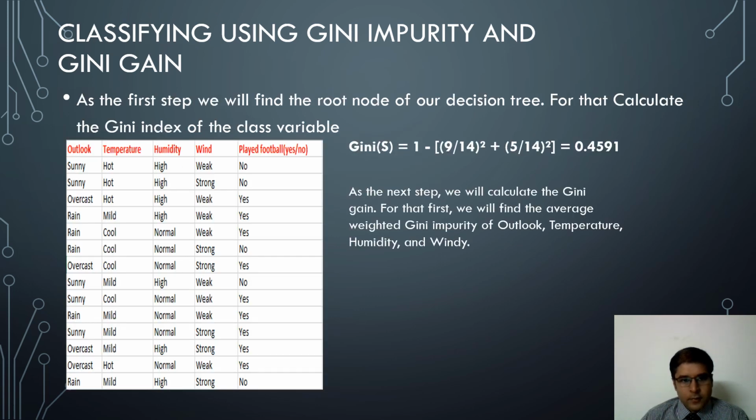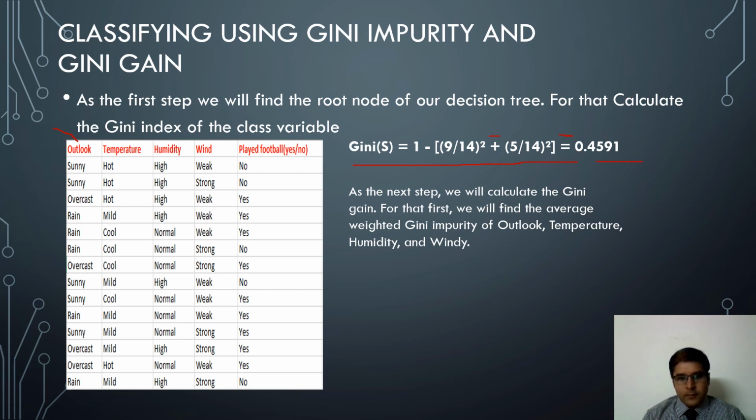As the first step, this is the same table as earlier. In the first step we need to find the root node of our decision tree. For that, we'll calculate the Gini index of the entire set first. So Gini of this set is 1 minus summation pi square, that is, the probability of each of the classes, yes and no. So for yes it is 9 by 14 and for no it is 5 by 14, so pi square, whole square, in each case. So 1 minus summation pi square will be the Gini impurity.